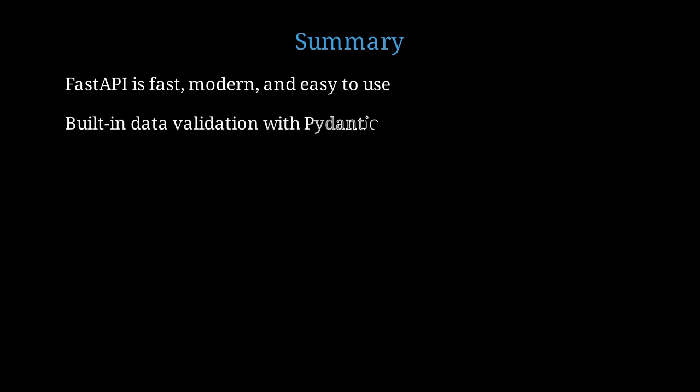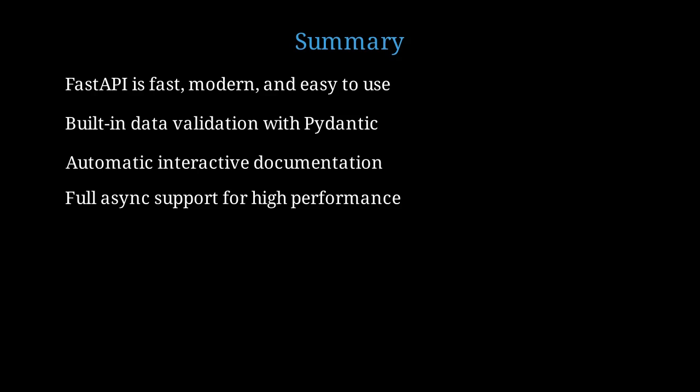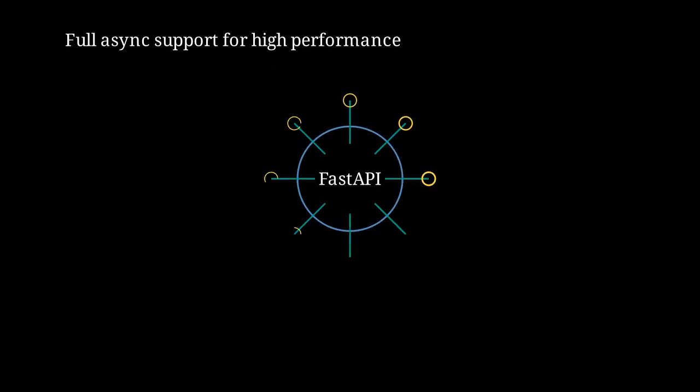Let's recap what makes FastAPI so powerful for building modern APIs. FastAPI combines speed, modern Python features, and ease of use in one powerful package. Pydantic integration provides automatic data validation and serialization. You get beautiful, interactive API documentation automatically with no extra work. Built-in async support allows you to build high-performance applications that handle many concurrent requests efficiently. FastAPI is the perfect tool for building modern web APIs with Python, combining performance, developer experience, and production-ready features.